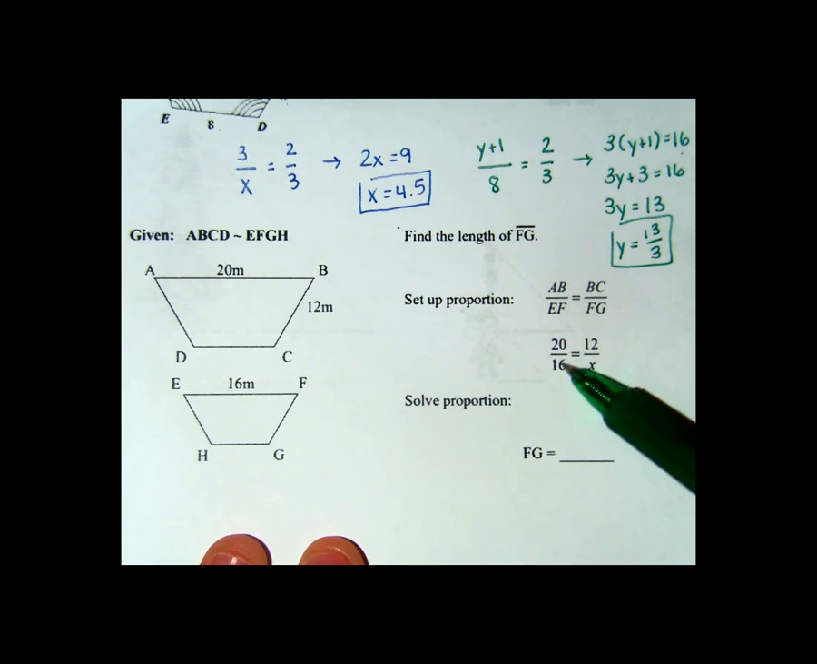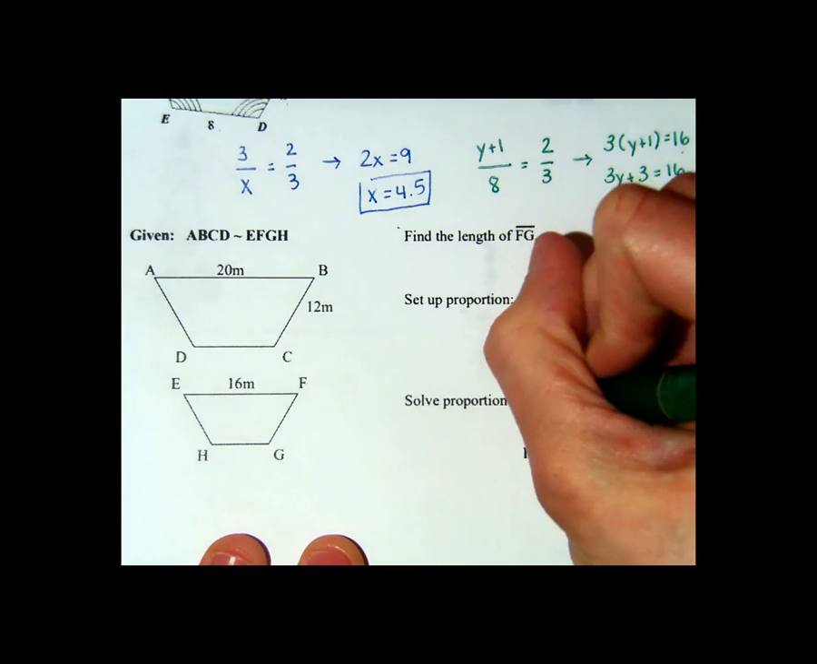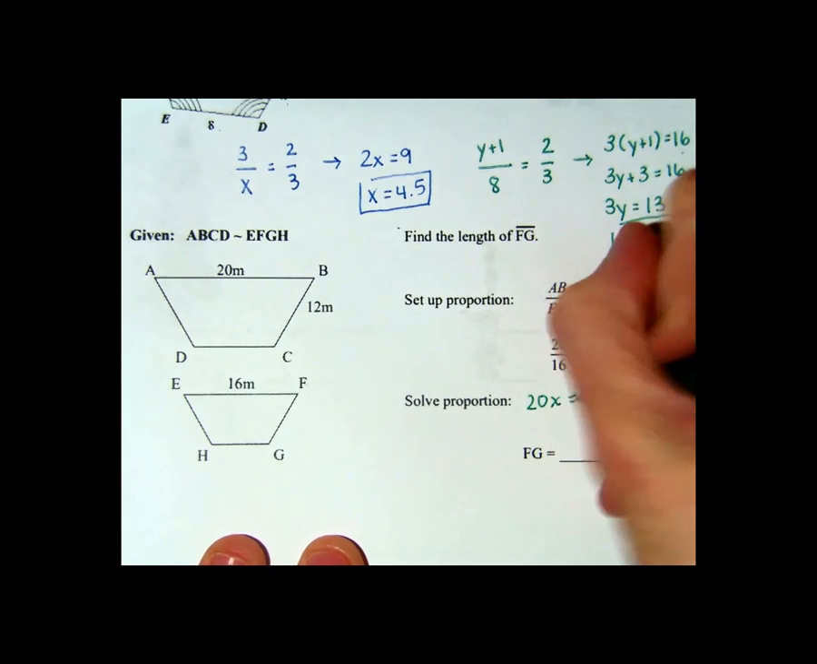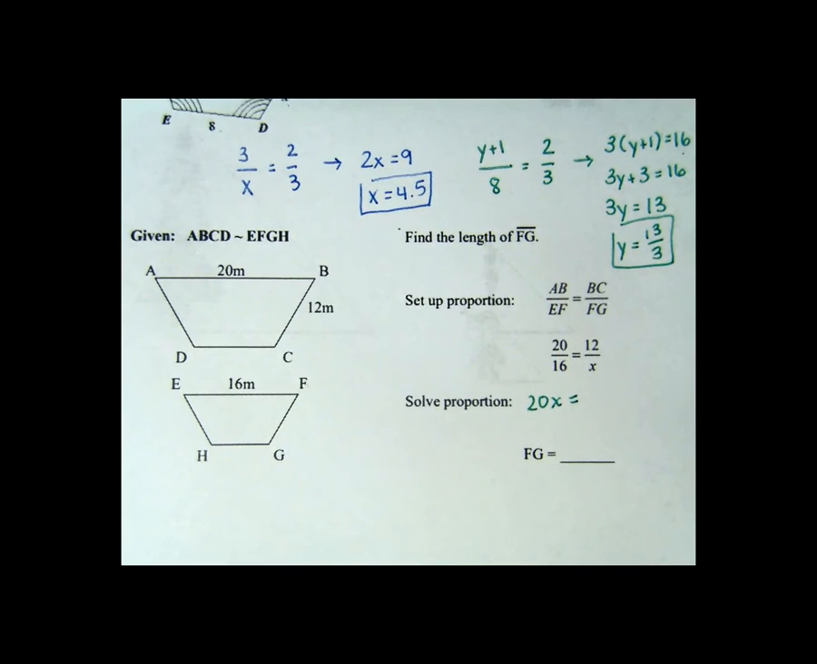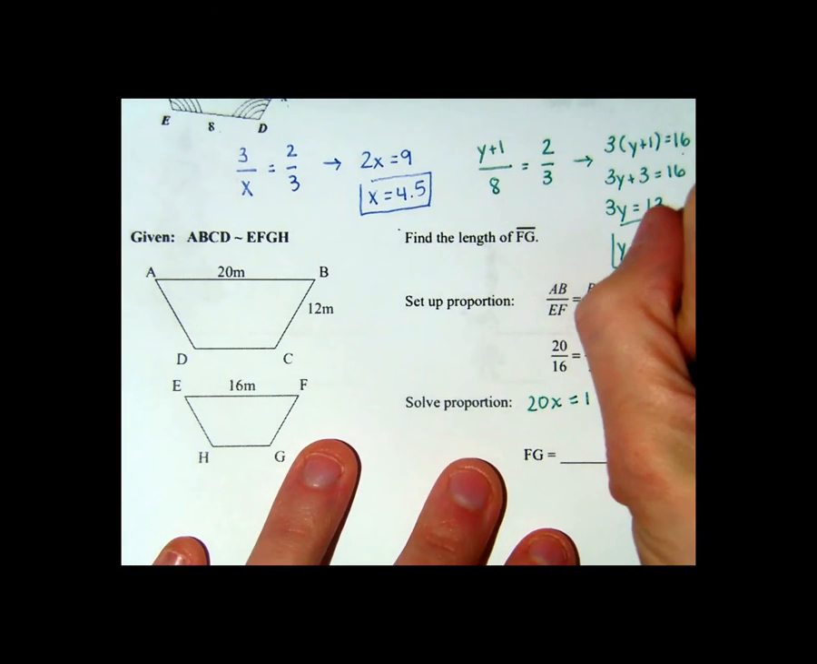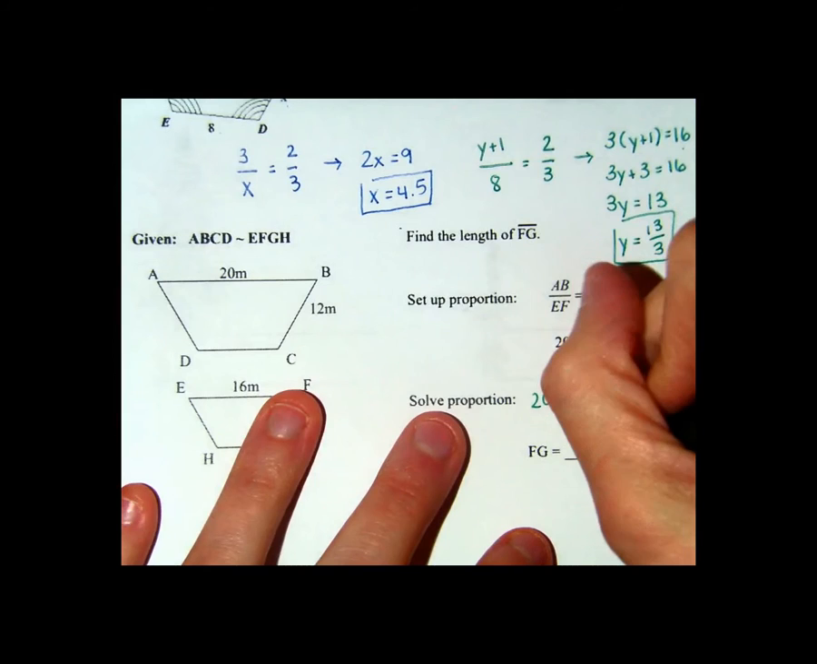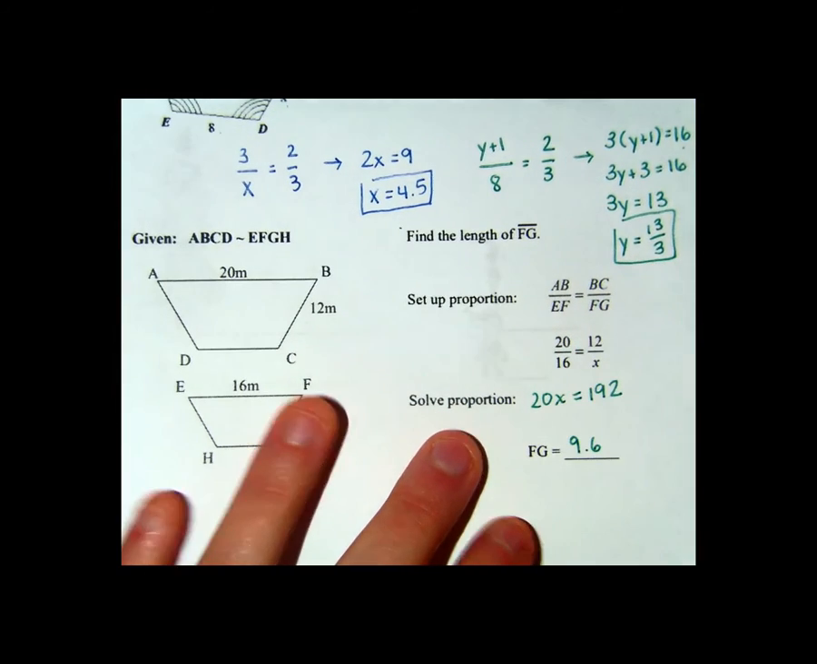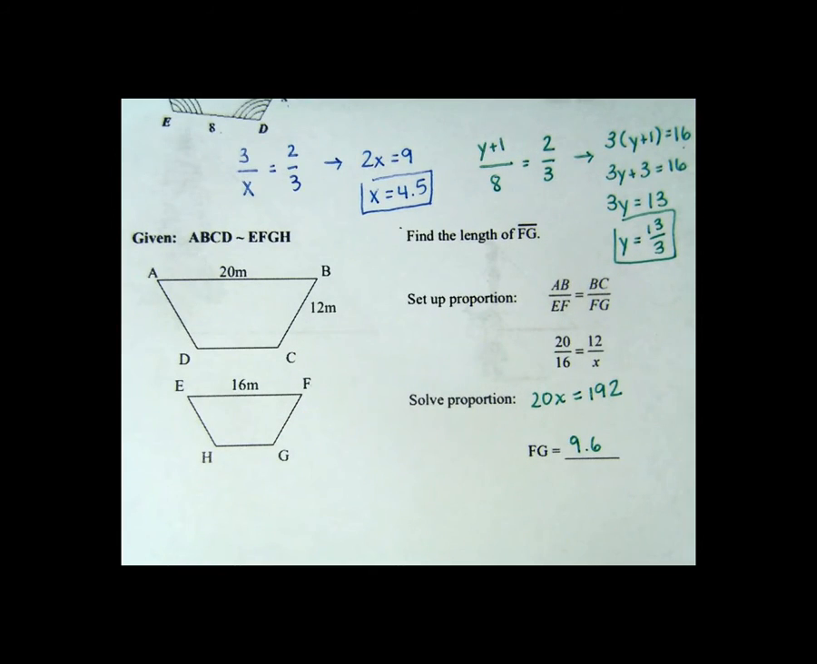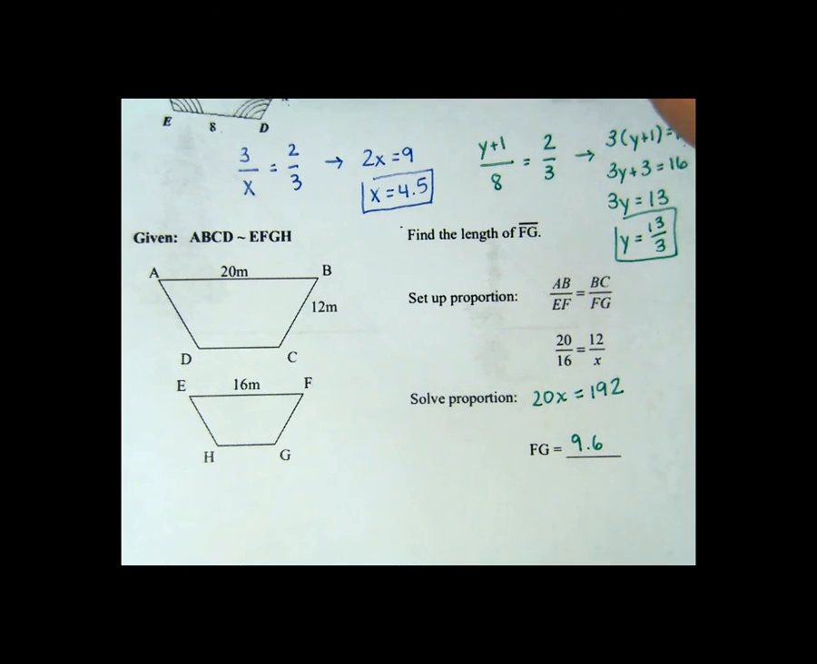They then plugged in. Now we're going to cross multiply. So 20 times x equals whatever 16 times 12 is: 192. Then we're going to divide by 20. FG is 9.6. Check, make sure you got the right answer.